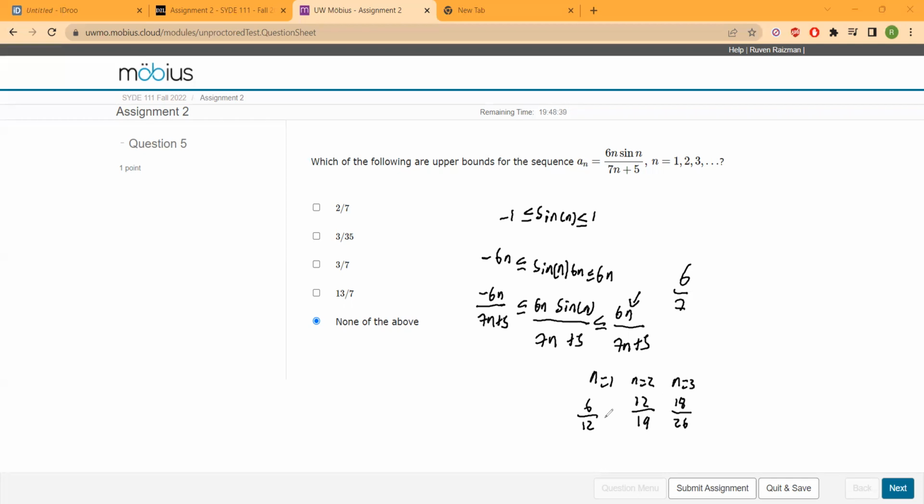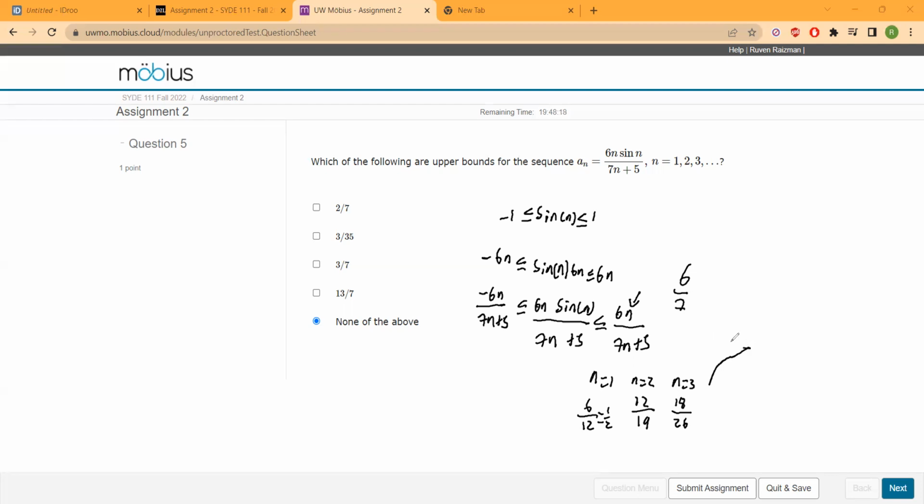And we can clearly see that this is increasing because here it is 1/2. Then it is 12 over 19. Well, that's bigger than 1/2. And then 18 over 26, I presume, is bigger than 12 over 19. So that means our sequence goes something like this, and its limit is 6 over 7.